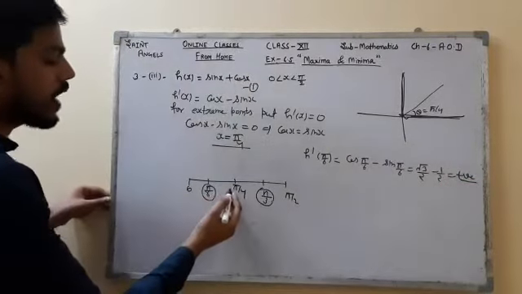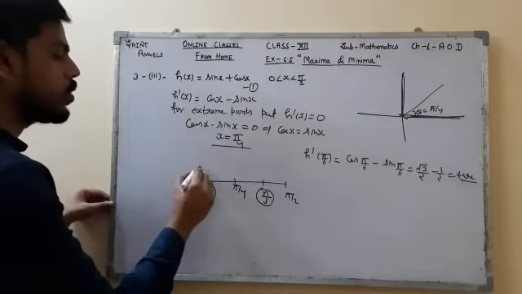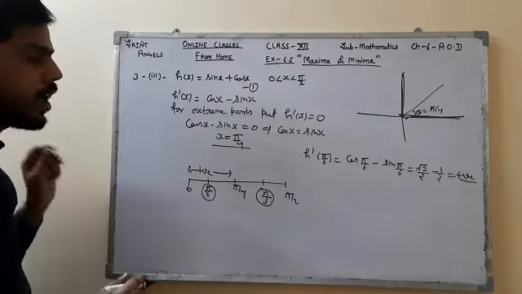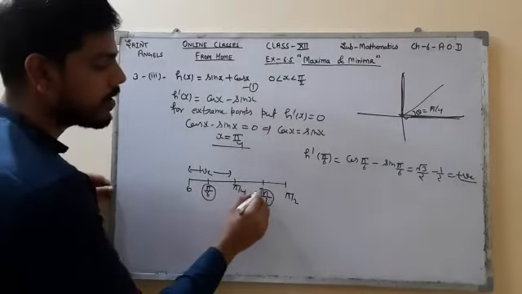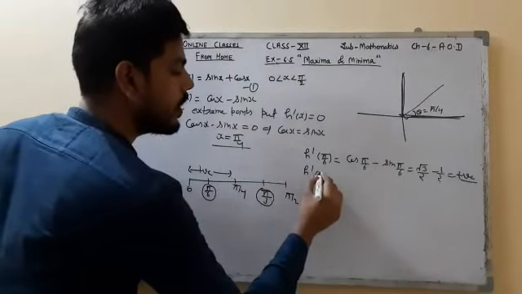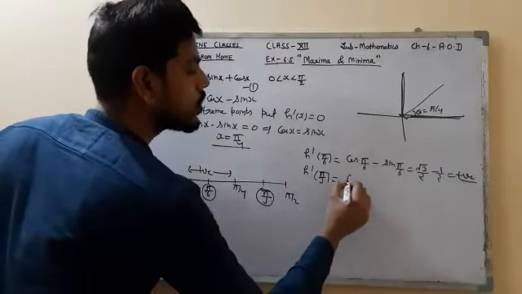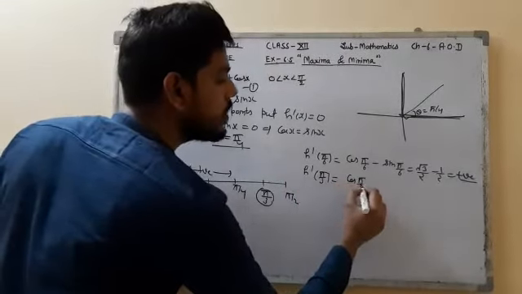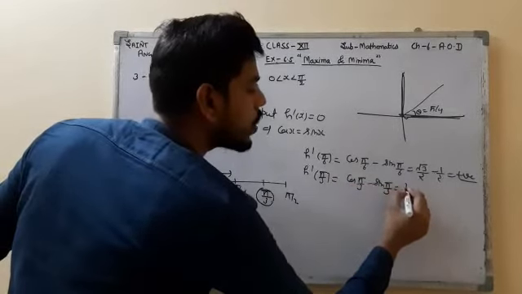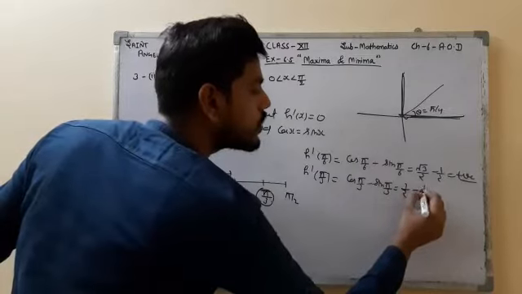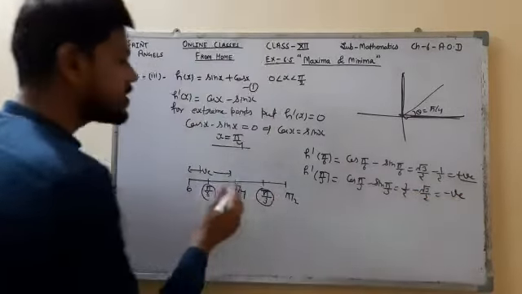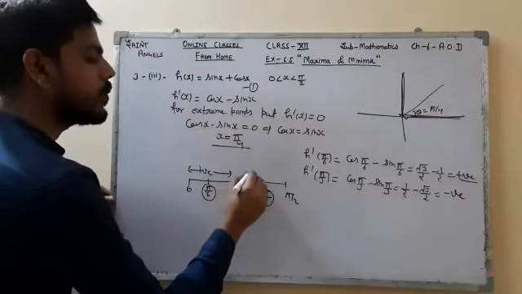So to the left side of pi by 4, the slope of the function is positive. Now I will check the function at x equals pi by 3. So h dash pi by 3 is cos pi by 3 minus sin pi by 3. Cos pi by 3 is 1 by 2 minus root 3 by 2, so it would be negative. So to the right side of pi by 4, the slope is negative.